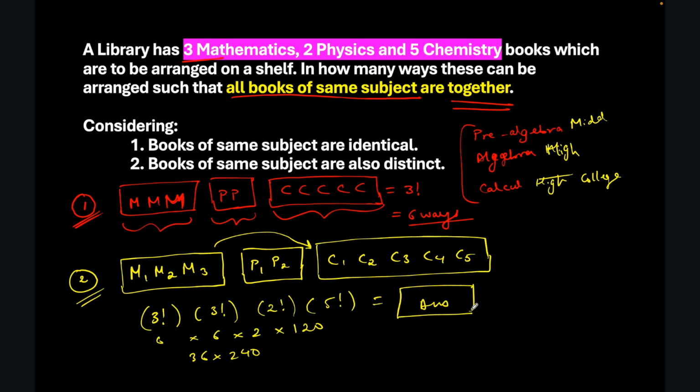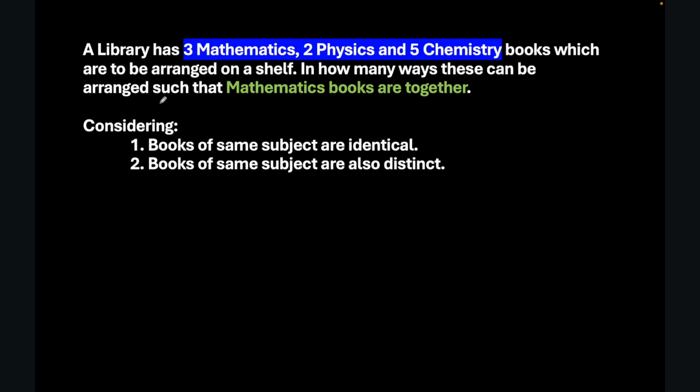I feel this is kind of straightforward, so let's go to the next question now. All right, very similar. A library has 3 mathematics, 2 physics, and 5 chemistry books, which are to be arranged on a shelf. In how many ways can these be arranged such that the mathematics books are together? Same thing as the previous question, but this time only the math books are bundled together.